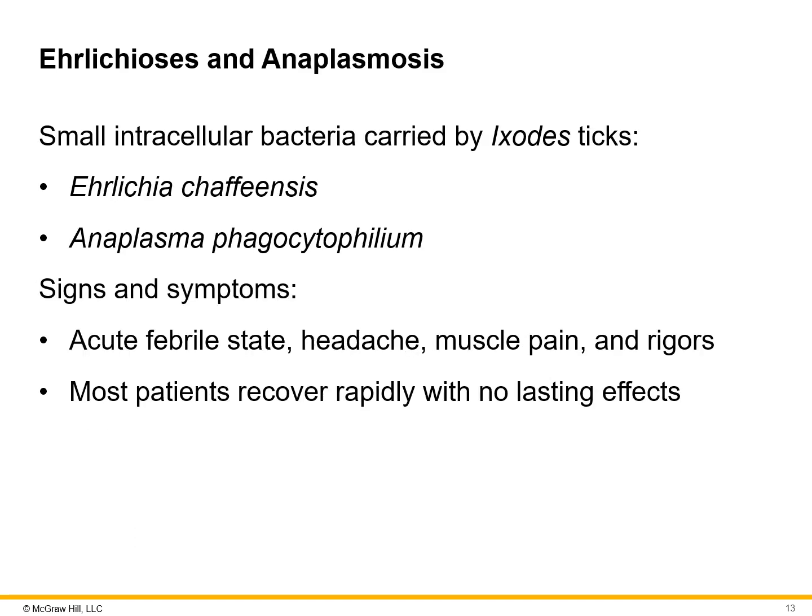Then ehrlichiosis and anaplasmosis. These are caused by small intracellular bacteria that are carried by ticks. So Ehrlichia chaffeensis, and then Anaplasma phagocytophilum. These cause similar symptoms. They lead to a febrile state, headache, muscle pain, some rigors, and most of them recover rapidly with no lasting effects.